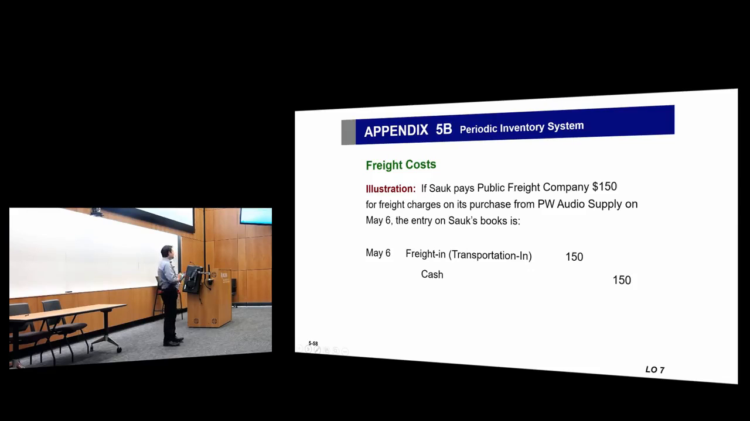Okay? That's actually simple, right? Instead of thinking about it from the inventory perspective, here you call it the way you see it. You purchase certain merchandise, you debit purchases. You pay for shipping, so you debit freight in account, okay? And then you credit cash. When we were using the perpetual system, the company actually debited inventory because it was added to the cost of inventory.